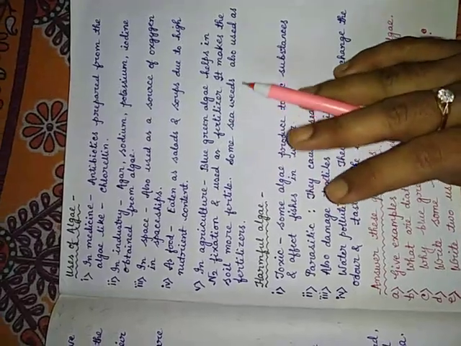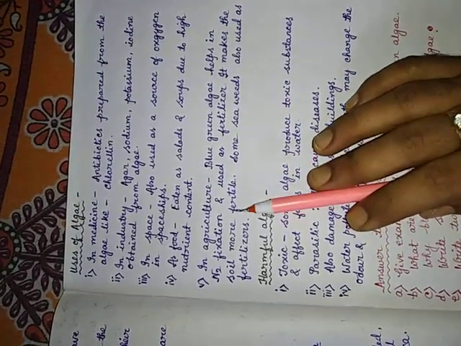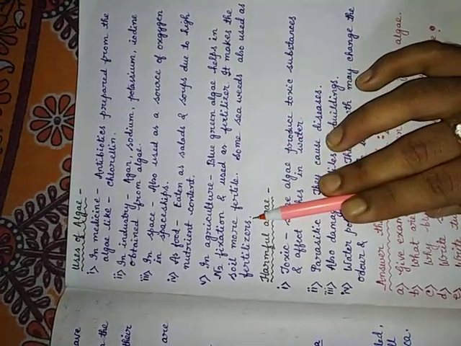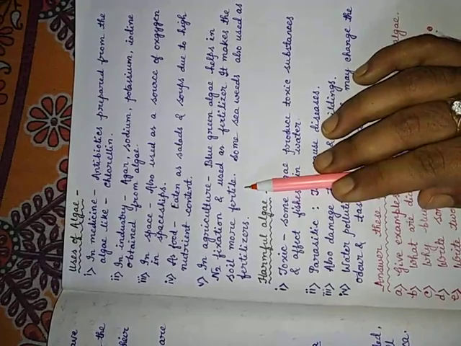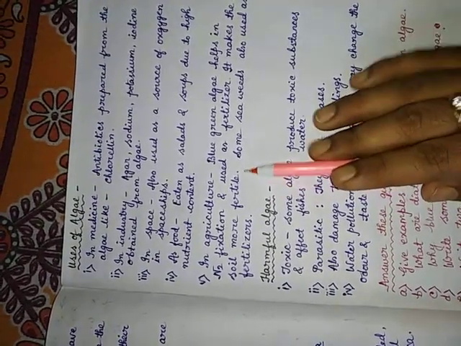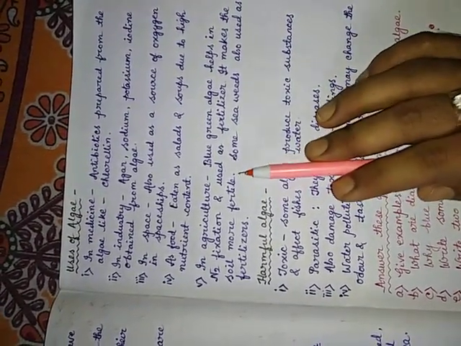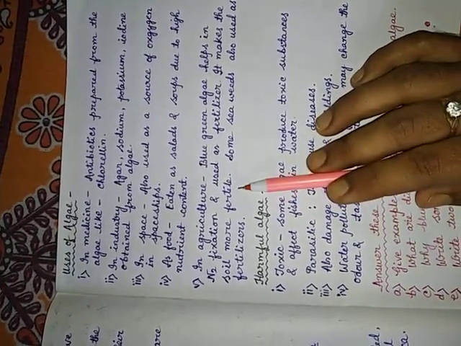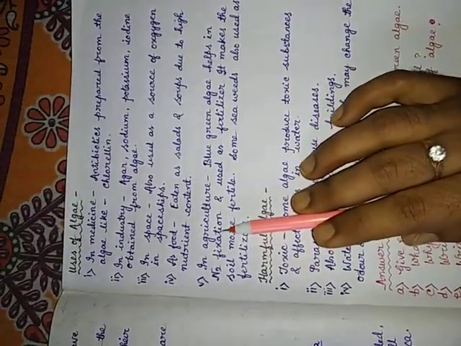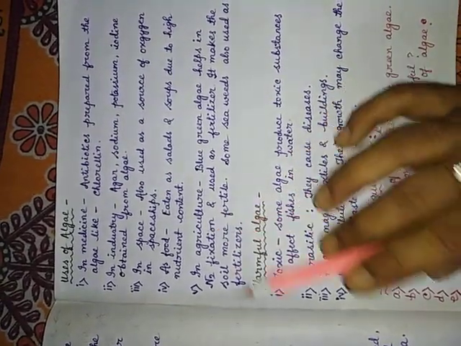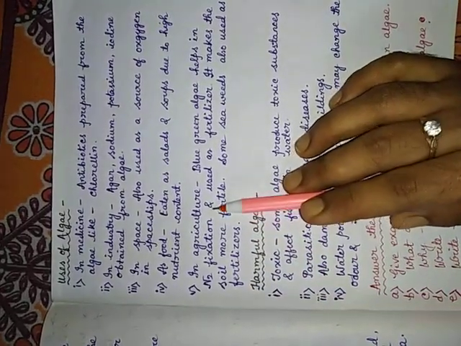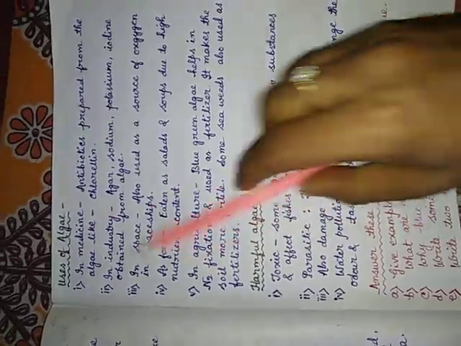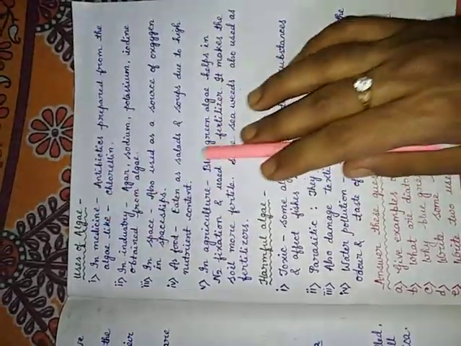Besides blue-green algae, some seaweeds are also used as fertilizers. Seaweeds means the weeds that are found in the sea. These are also algae and are used as fertilizers because they make the soil more fertile and increase its water holding capacity also. The process of nitrogen fixation we have already studied in the previous lesson on bacteria. These are the usefulness of algae.